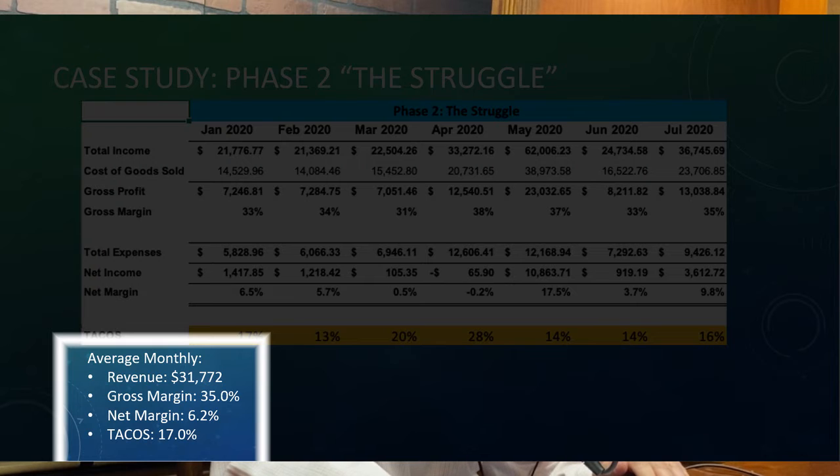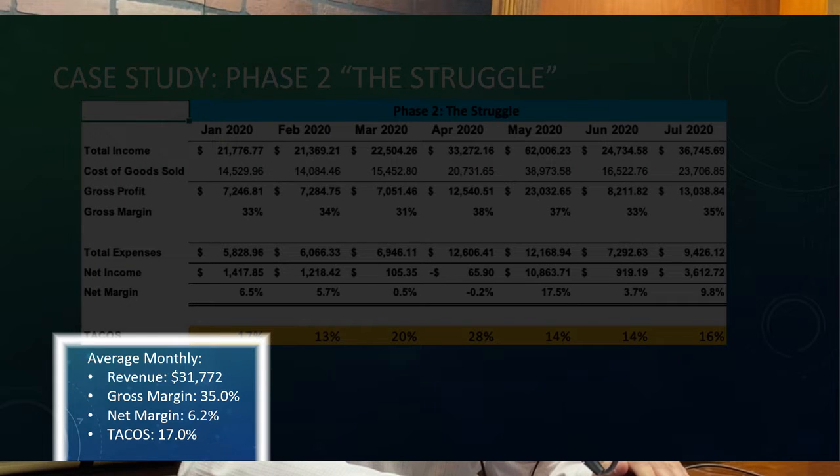This is going to be January 2020 to July 2020. Now, keep in mind, this was the pandemic. May was the best month that this business has ever had. Did $62,000 of income. But during these 7 months, average monthly revenue was $31,000.